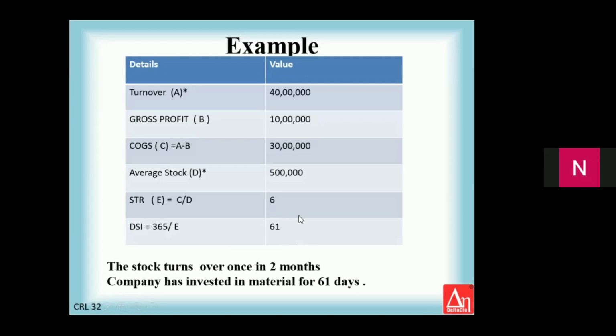So when it is 61 days, it means that the stock turns over once in 2 months, or the company has invested in material for 61 days.